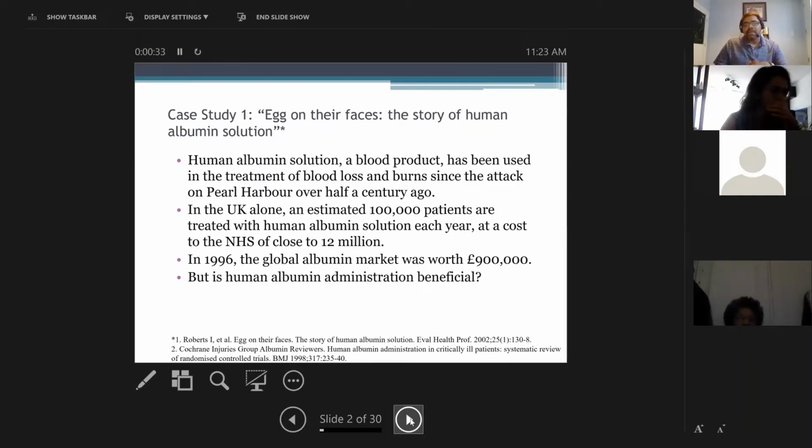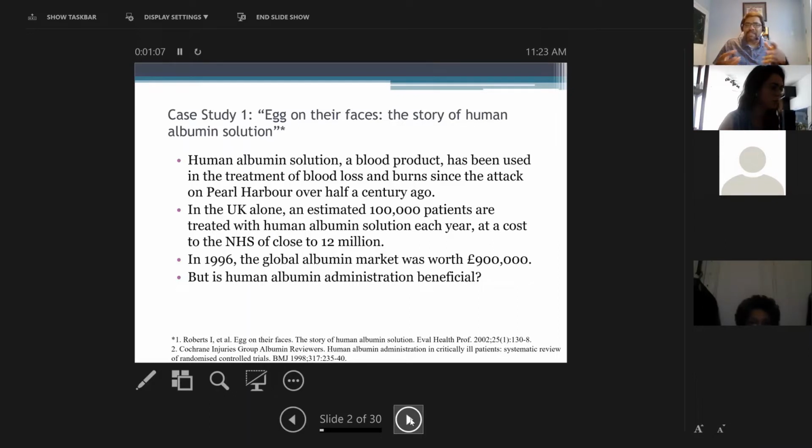So let's talk a little bit about this famous case study on human albumin, okay? When people lose blood, when they are bleeding, we often need blood transfusion, but until then, people also use human albumin, right? Albumin is what you find in egg yolk. It's a protein. So people were using massive amounts of human albumin when people were in shock because of blood loss or burns, and it was a big mega $1 million market, right?